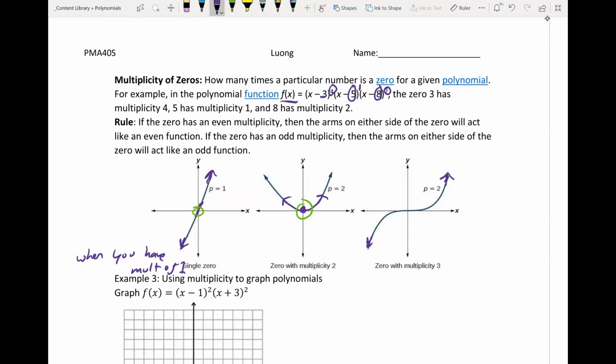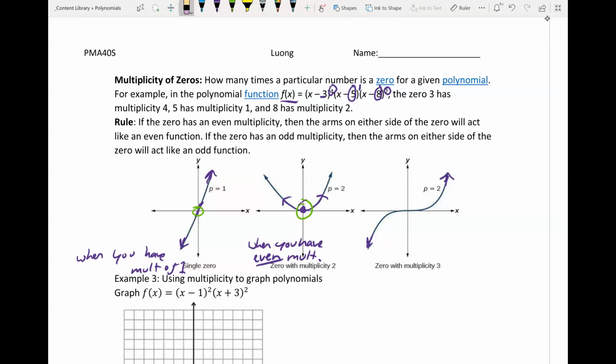then it has to look like a parabola. Okay, so if you have an even multiplicity, so let's just say at your zero, you have a multiplicity of 2, 4, 6, and so on. This is the general shape of it. Both of the arms are going to go in the same direction, either above or it could also be below, depending on where you are at with that graph.